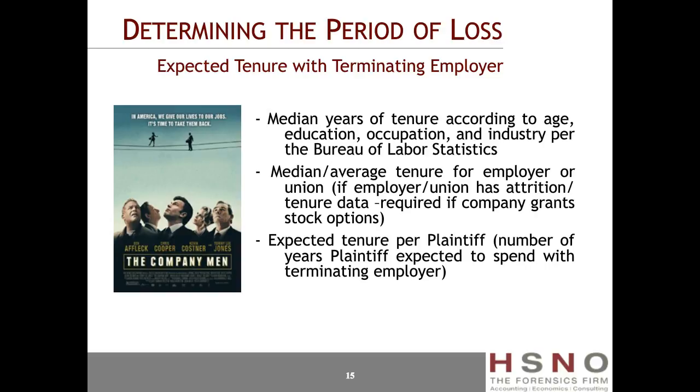Now, sometimes unions might have data on average tenure at a particular job, or the employer may have data on tenure that's specific to that company, and you may want to look into that as well. Tenure is an interesting statistic because it tends to be heavily determined by age. For instance, when they give tenure for an occupation or for a particular industry, that's for workers of all ages, and it tends to be a little bit shorter than if you look up the tenure by somebody's age.